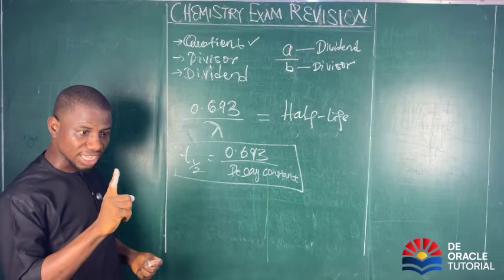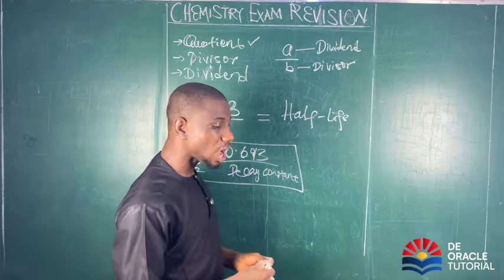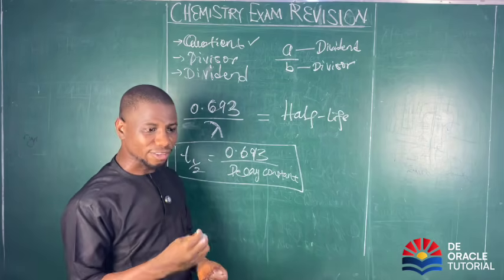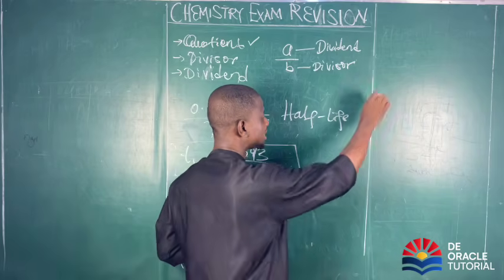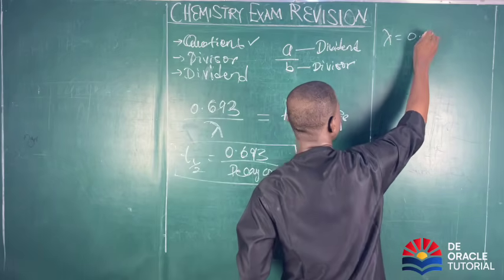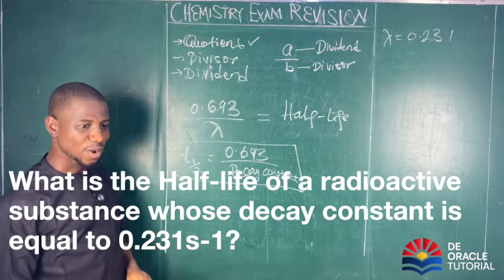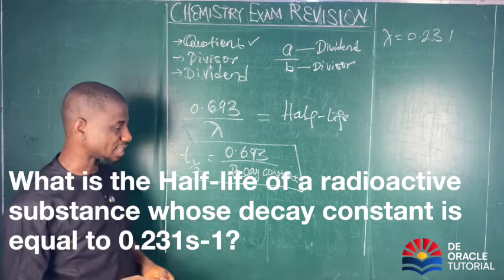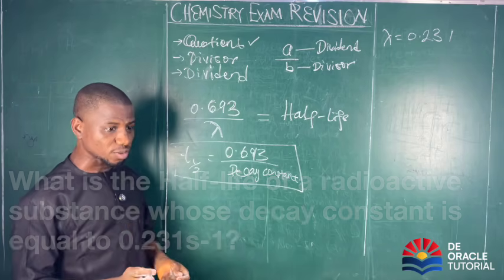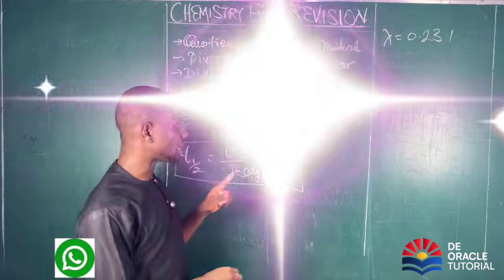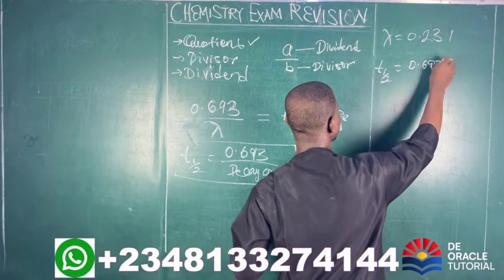But before we go into the next question, there is a question I want to ask you. If you have a radioactive substance whose decay constant is 0.231, what is the half-life? If you encounter that kind of question, you don't need to stress. Just apply this formula. The half-life will be equal to 0.693 divided by 0.231.